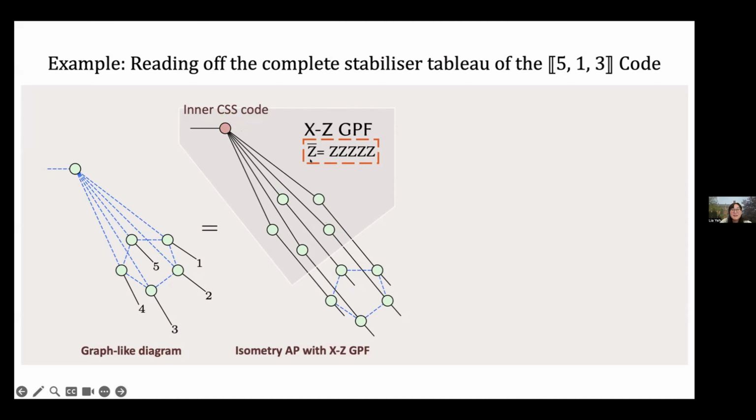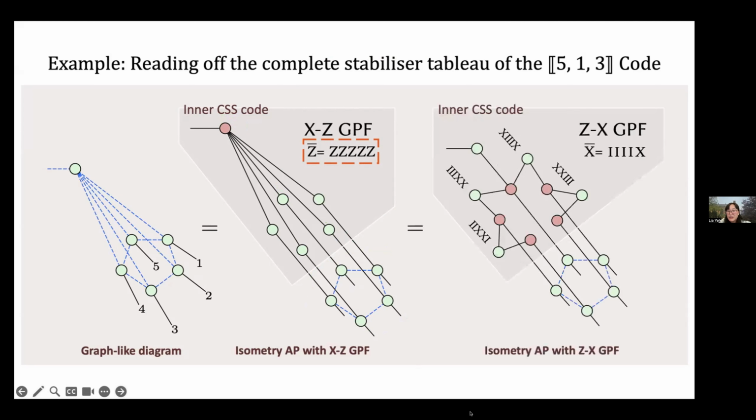From this, we can read off for the inner CSS code that Z bar is equal to Z. And then that will just commute through this diagonal Clifford unitary. So that's also Z bar for the outer stabilizer code, the 513 code.